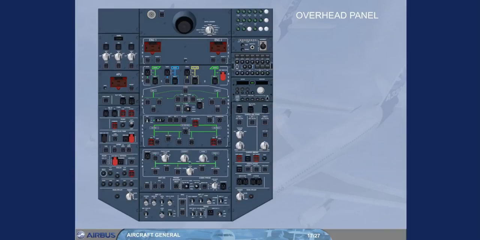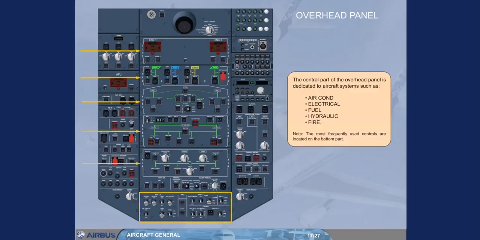The central part of the overhead panel is dedicated to aircraft systems such as air conditioning, electrical, fuel, hydraulic, and fire. Note, the most frequently used controls are located on the bottom part.